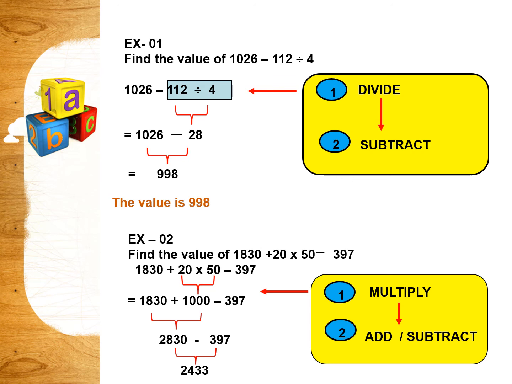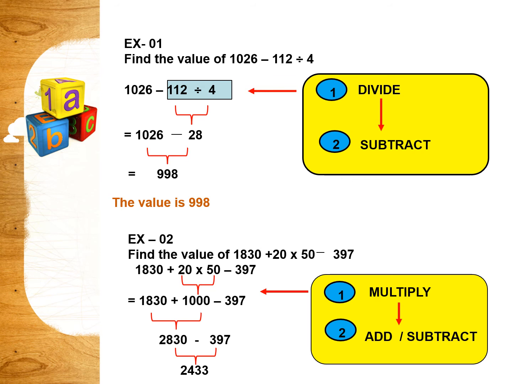In that number sentence, how many operations are there? They have 3 operations. Children, first we select multiplication. First we have to select multiply, so 20 multiplied by 50. Then we can get 1000. After this, addition and subtraction from left to right.